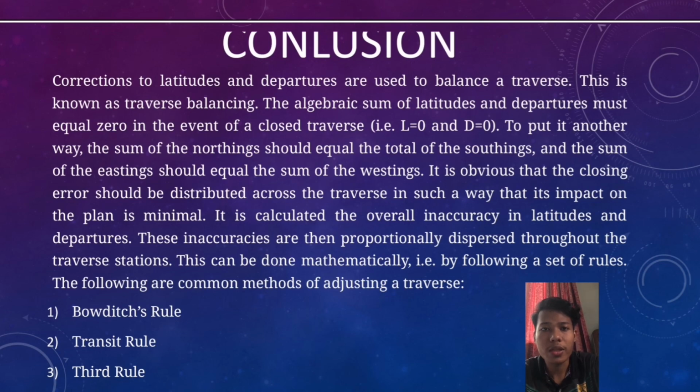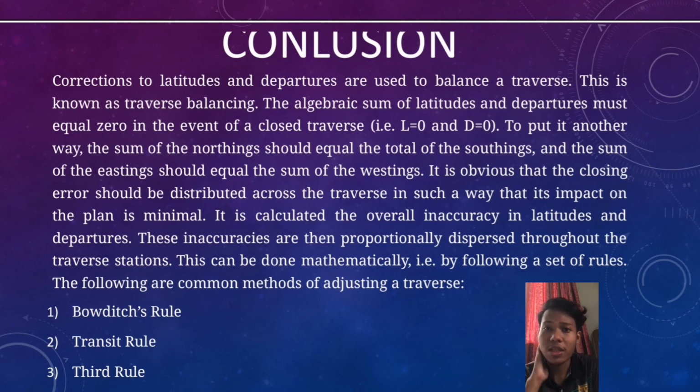It is known as traverse balancing. The algebraic sum of latitudes and departures must equal 0 in the event of a closed traverse. To put it another way, the sum of the north latitudes should equal the total of the south latitudes, and the sum of the east departures should equal the sum of the west departures. It is obvious that the closing error should be distributed across the traverse in such a way that its impact on the plan is minimal.